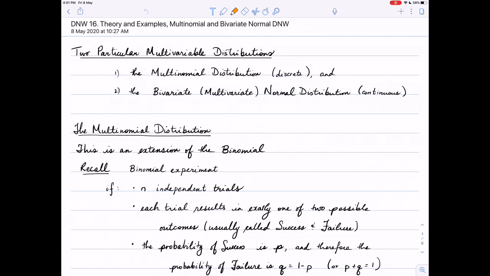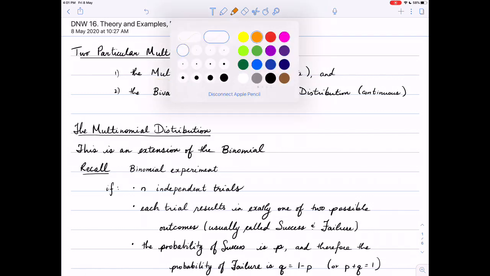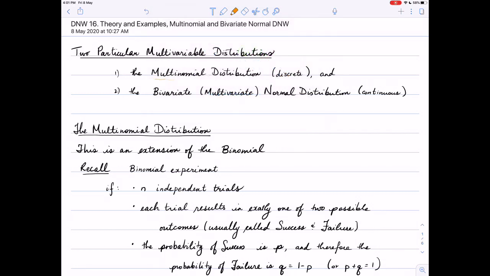You learned the binomial and the hypergeometric and the negative binomial and the geometric and the Poisson and the continuous distributions, the exponential and the uniform and the normal. And so there's many distributions. We are going to learn two multivariable distributions, and they are going to be the multinomial distribution, which is going to be the kind of extension of the binomial. And in the next video, we're going to look at the bivariate normal distribution.